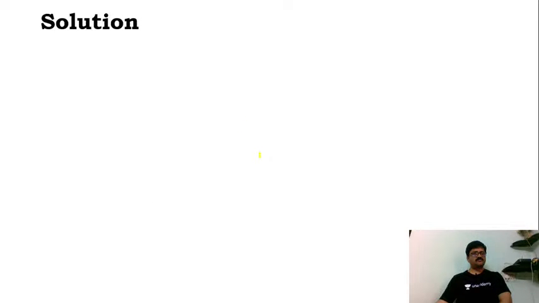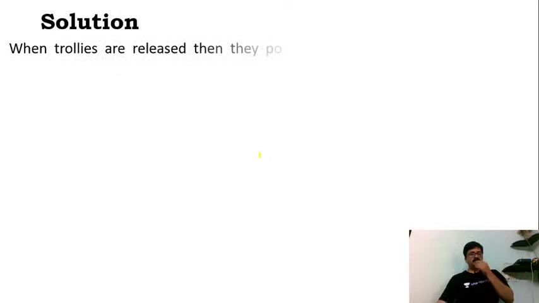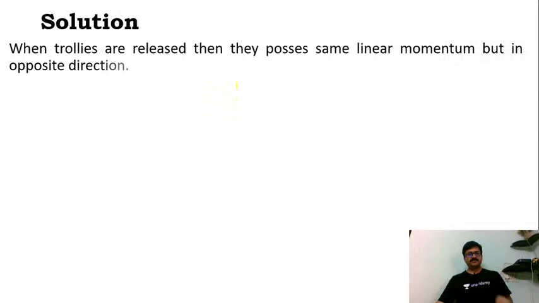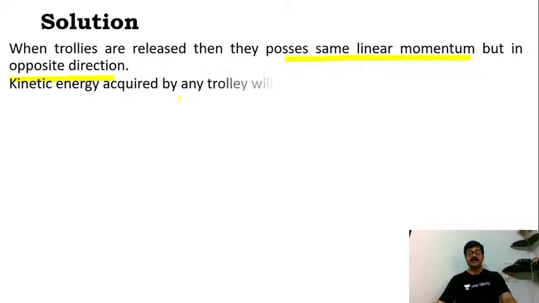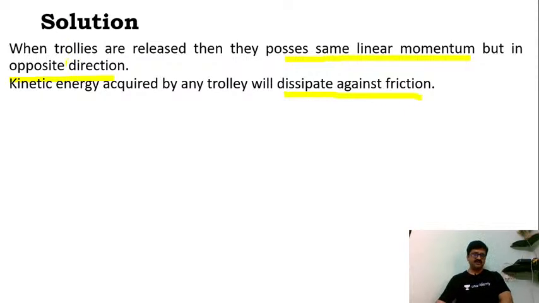Now, we can say that when the trolleys are released, they will possess what? The same linear momentum, but these linear momenta will be in opposite directions. They will have the same magnitude but opposite direction. So due to that reason, we can say the kinetic energy acquired by any trolley will dissipate against friction. So this is the answer that we are looking for.